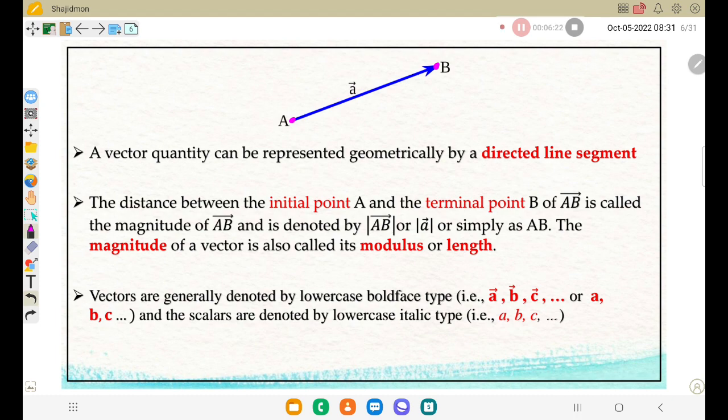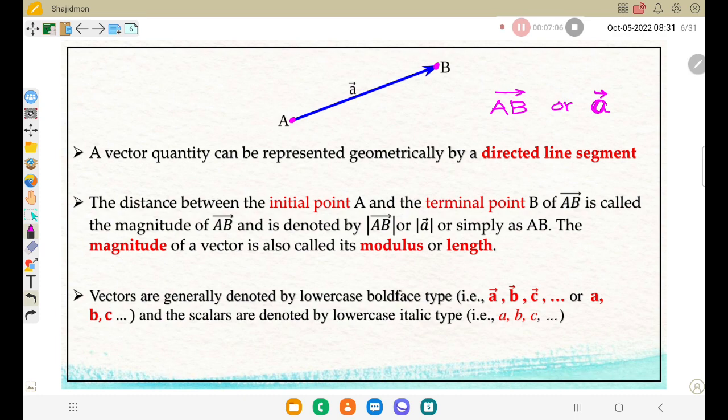To represent a vector, first write the initial point A, then the terminal point B, and give a vector notation like this. So we can call it vector AB. It is always represented by a directed line segment, that means a line segment with direction. If you use small letters, we can represent it as a bold small letter, vector a, without the initial and terminal points. You can see this line represents vector a. So either we represent it by initial and terminal points, like vector AB, or by a small bold letter, vector a.